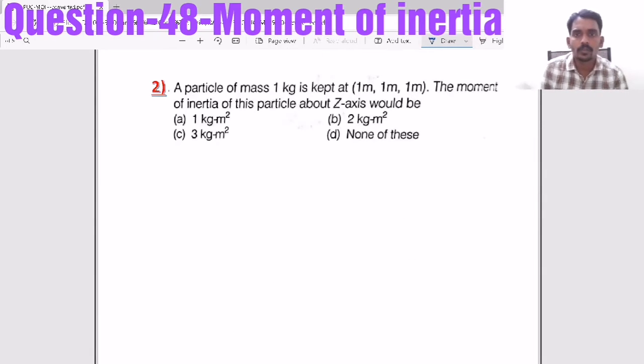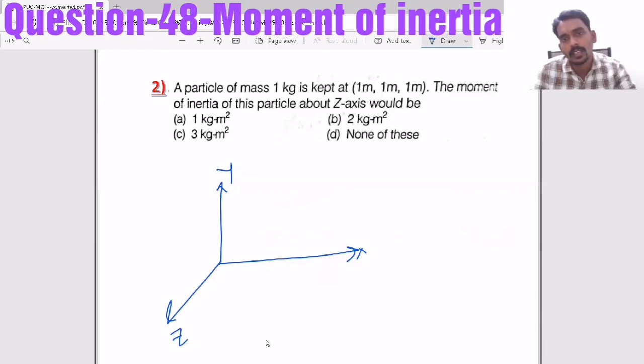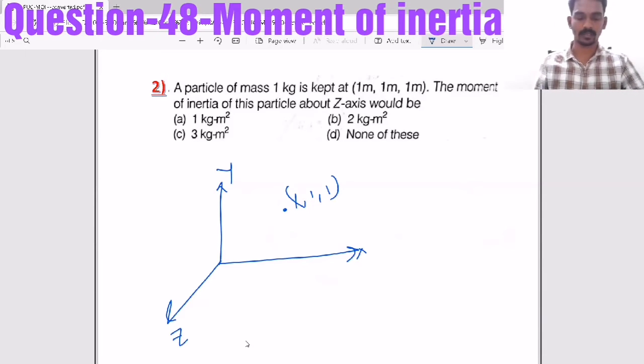Now in a similar way, let us take one more question. See, a point particle of mass 1 is kept at 1 comma 1 comma 1. The moment of inertia of the particle about the z axis will be? See here, this is x, this is y, this is z. Now the point is at 1 comma 1 comma 1. That means from the axis, what is the perpendicular distance? That is what you need to find out here.